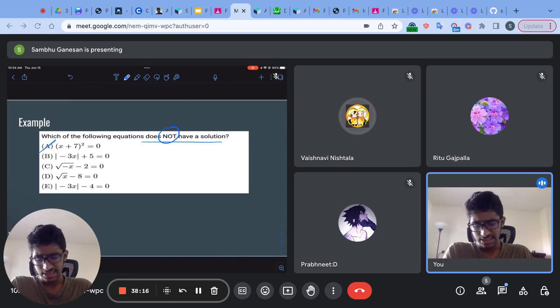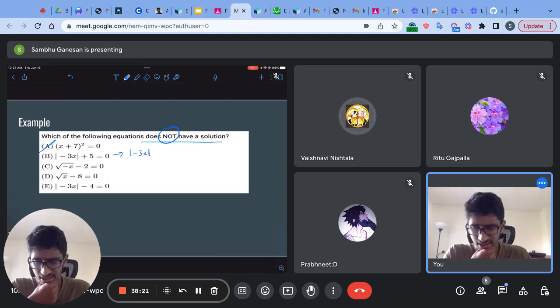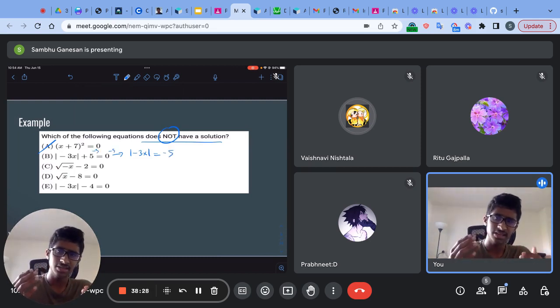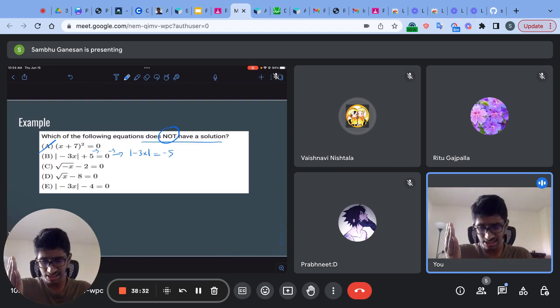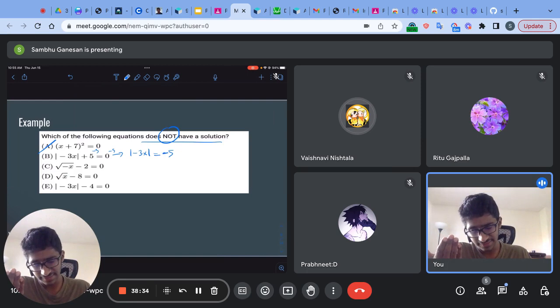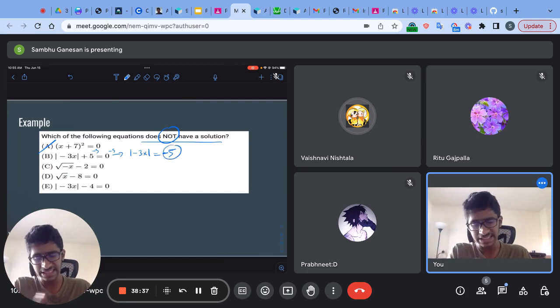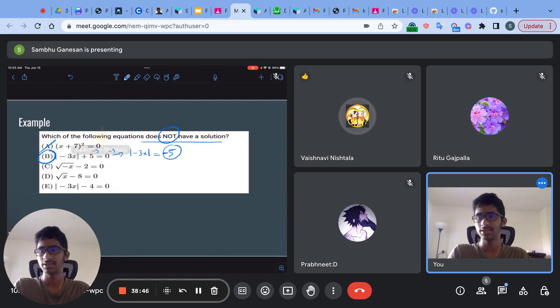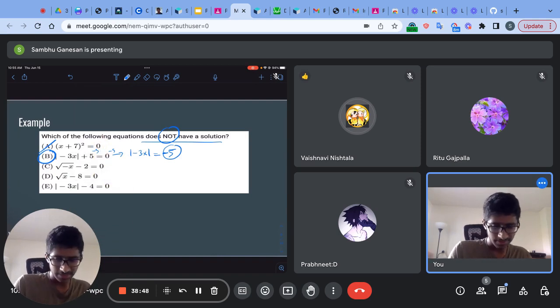So then you look at this. I say, okay, what do I get? Absolute value of negative 3x equals negative 5 because I subtract 5 on both sides. But we just said that absolute value can never be negative, right? Because it's a distance from 0. So this is not even possible. Absolute value of anything can never be negative. So therefore B is the answer. Does that make sense? Good. So that's basically the absolute value.